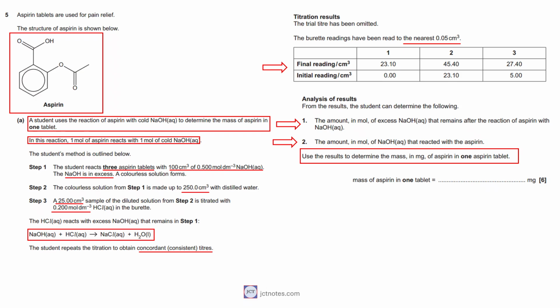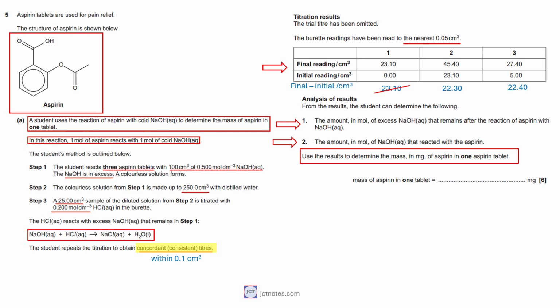First, we calculate the titer volume by subtracting the initial burette reading from the final burette reading. This gives a titer volume of 23.10 cubic centimeters for the first reading, 22.30 cubic centimeters for the second reading, and 22.40 cubic centimeters for the third reading. To be considered concordant, the results must be within 0.1 cubic centimeter of each other. Since the first reading differs too much from the other two, we discard it.